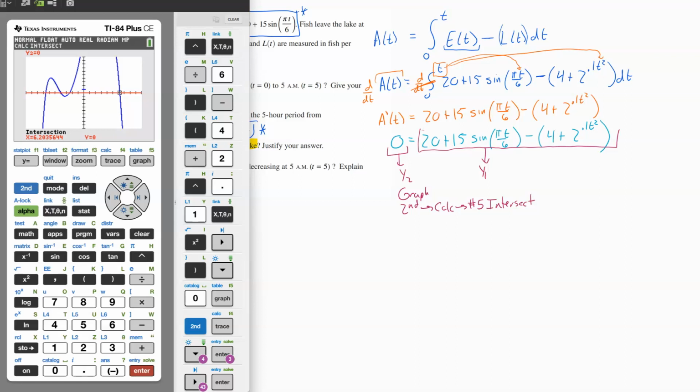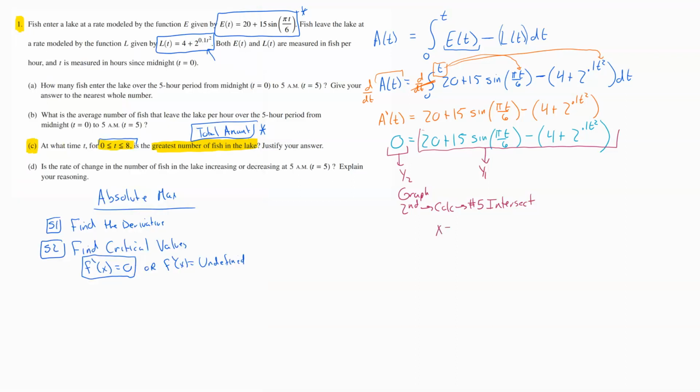So 6.203564, yes, 564. So that is our critical value right there.